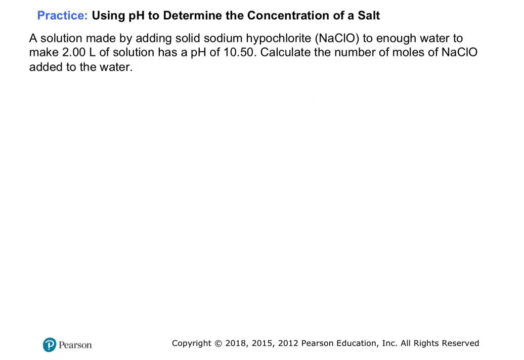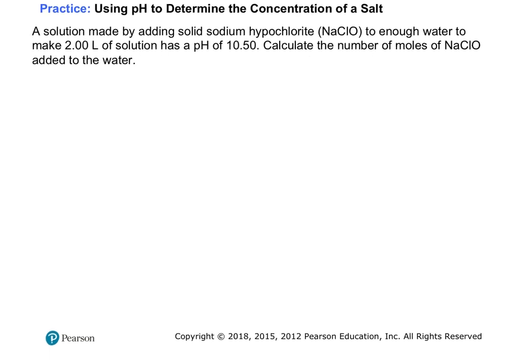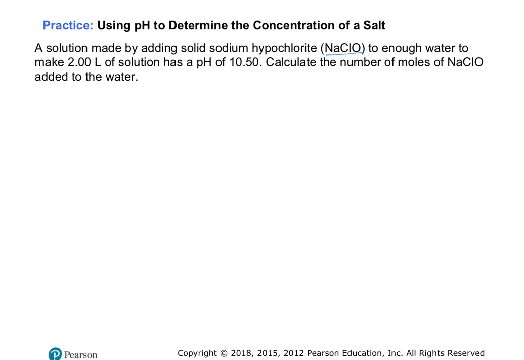Okay, so now we have a solution made by adding sodium hypochlorite to 2 liters of solution, and it has a pH of 10.5. So calculate the number of moles of sodium hypochlorite in the water. So this one is a little bit trickier because we have sodium. So let's just write that out. We have basically hypochlorite reacting with water to form hypochlorous acid plus hydroxide.